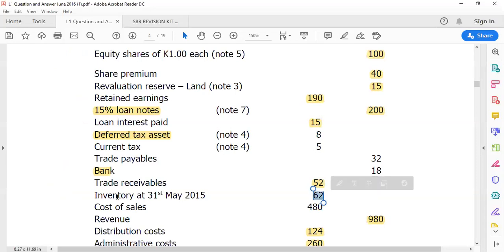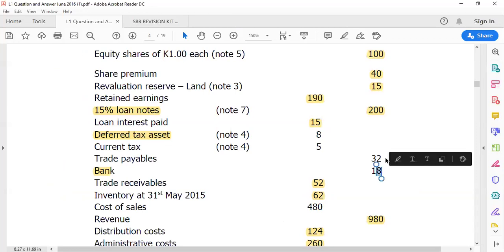62, inventories at the 1st May 2015. Open, this was the closing balance. You pick it the way it is. Okay. So we've got receivables and I've got inventories. What else? We have bank. Now the bank that we have is an overdraft, is a liability, the 18.